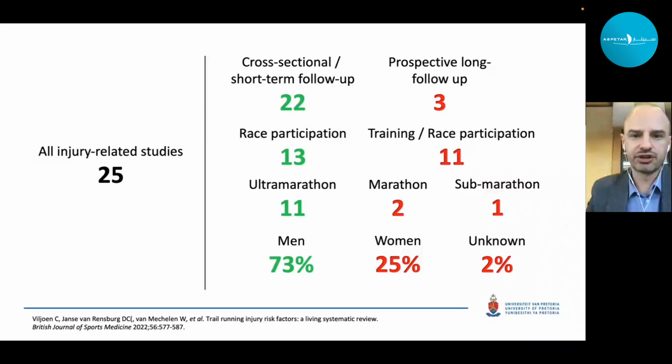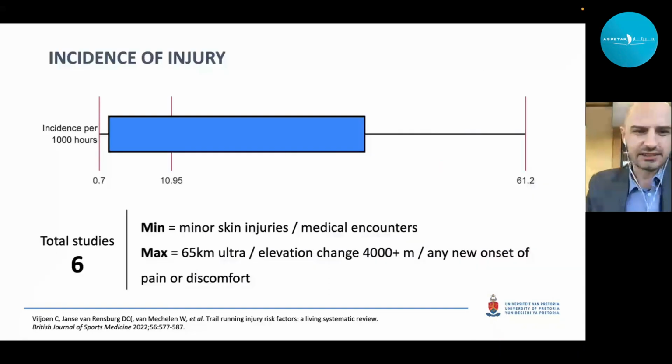Okay, incidence of injury. Again, only 6 studies reported the incidence per 1,000 hours of exposure. And I'm just going to focus on the minimum and maximum values here to give some context. The minimal value here was a study that reported on minor skin injuries, and they focused on medical encounters. So it's highly unlikely that a trail runner with a normal small abrasion is going to go to a doctor and ask for assistance for that. So again, it makes sense why the incidence was quite low.